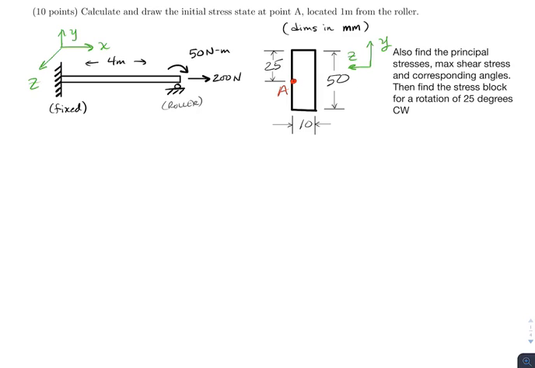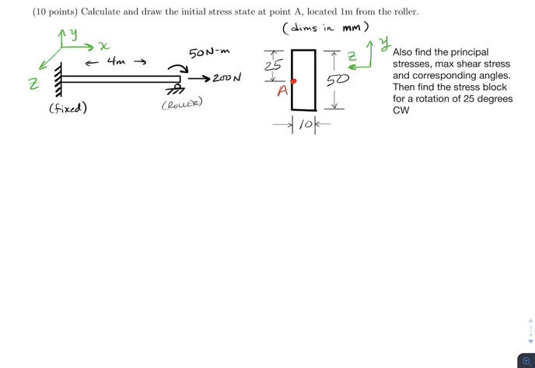In this video, I'm going to go over a stress transformation problem from beginning to end. Since it's a little bit of a long solution, I'm going to split it up into two separate videos. This first video, we're just going to calculate the initial stress state at point A, which is 1 meter away from the roller, and in the second video, we'll go over finding the principal stresses and the max shear stresses and the corresponding angles.